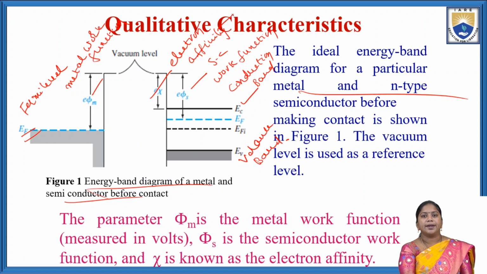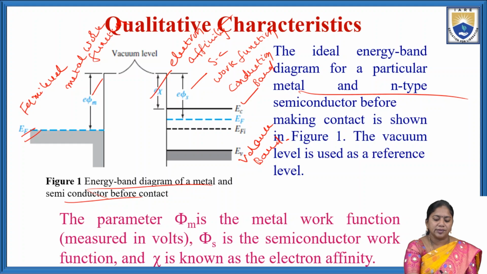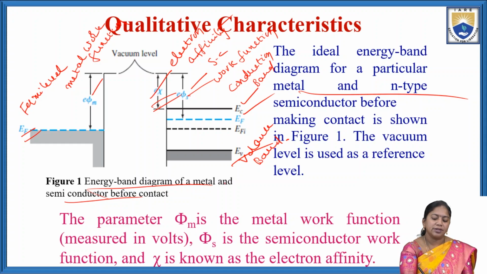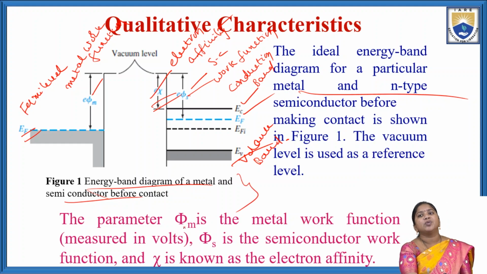The energy band diagram of the metal semiconductor Schottky junction is shown in this figure. Here EF is the Fermi level, EC is the conduction band, EV is the valence band, φm is the metal work function, φs is the semiconductor work function, and χ is the electron affinity. This is the ideal energy band diagram for a particular metal and N-type semiconductor. For a P-type semiconductor, the energy band diagram is different.